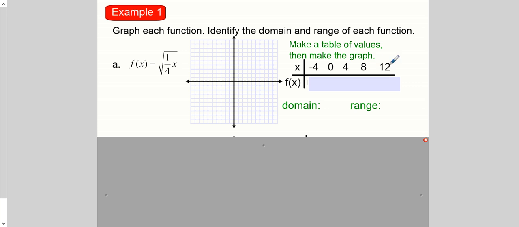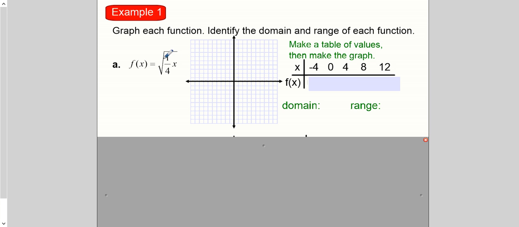Look at the numbers I chose. They're all multiples of 4. I did that because I have a 1/4 x, and I can pick any x's I want. You can choose any x's you want to make your graph. Well, I picked multiples of 4 so that it would be easier to multiply by 1/4. So multiples of the denominator will help you get rid of your fractions. So that's just a little shortcut. Make things easier on yourself.